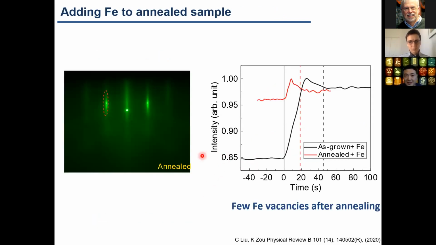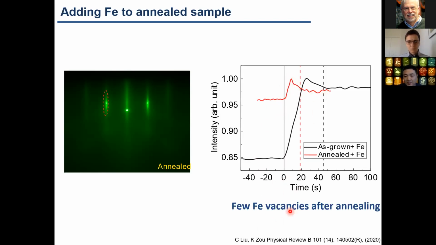So to further test the scenario, we took an annealed sample. The sample has already been annealed and is already superconducting. So we do the same thing. We try to add iron to this film and watch the RHEED, to see if it still improves like the as-grown film. You can see in this case the RHEED only improved a little bit, and we only need to add a couple percent of iron to the films.